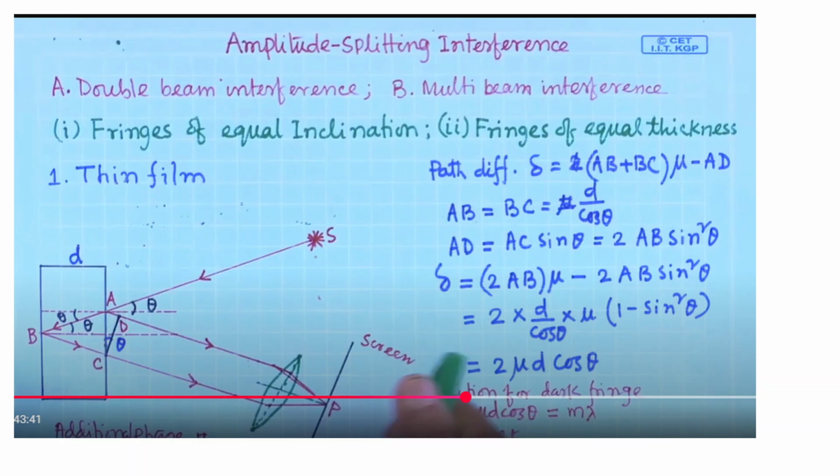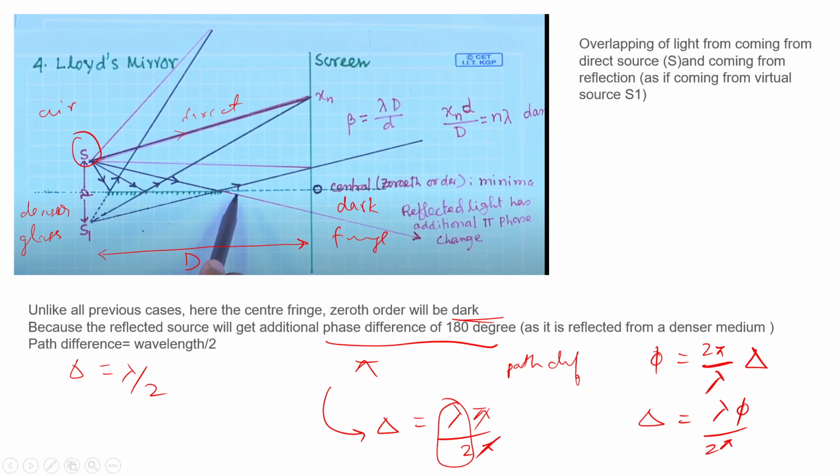But here for Lloyd's mirror, since some phase difference is induced after reflection from a denser medium, the center fringe will become dark. But again, for this particular Lloyd's mirror situation, if the mirror is of this length, then the extreme light reflection that we can get is here, right? And on this other side, the extreme we can get is here.